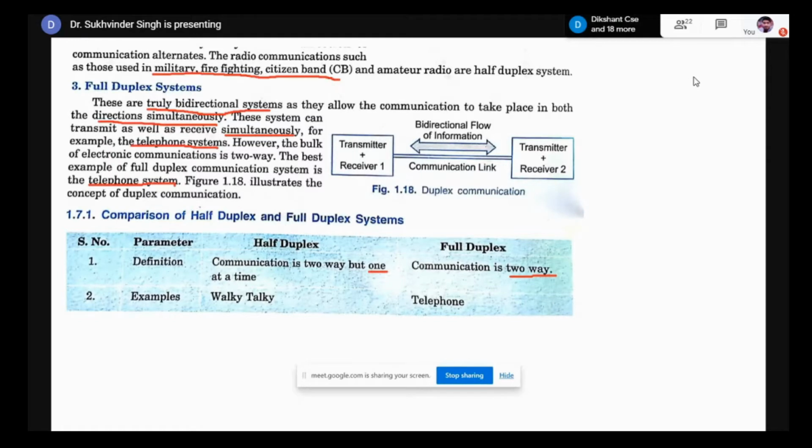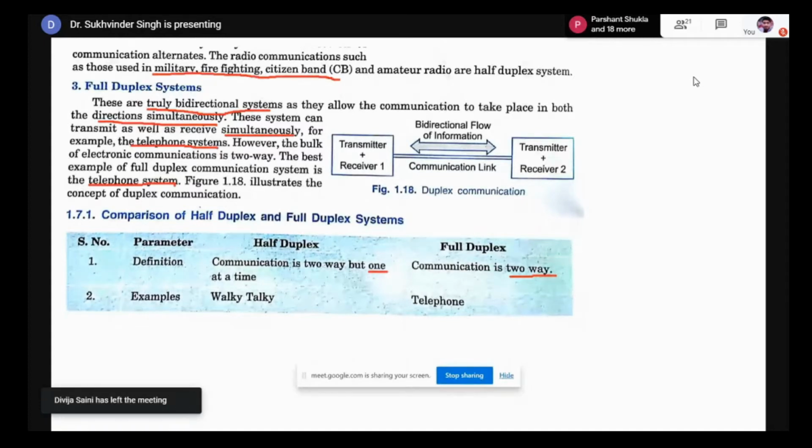So the word simultaneous is important here in the full duplex system. It means both-way communication is possible, and both users can speak and listen at the same time. Hence the name full duplex system. The telephone system, mobile system, and also Google Meet or Zoom classes are bidirectional, full duplex systems. The teacher can explain the subject and students can ask questions at the same time. So it is a bidirectional system.